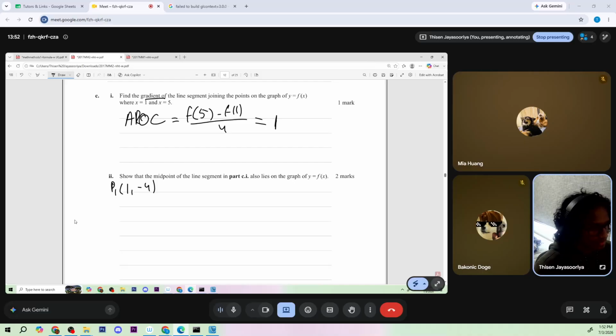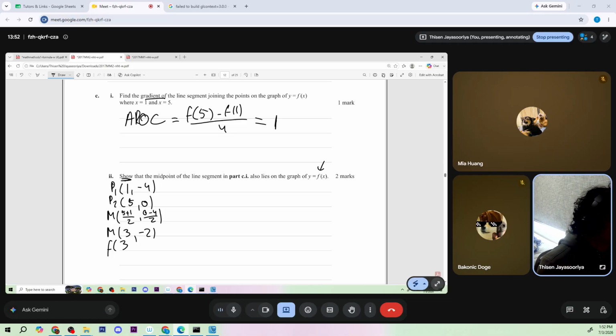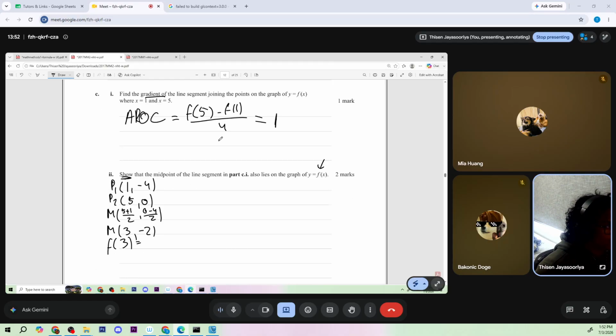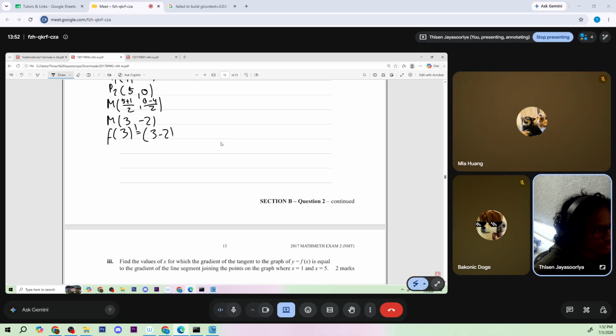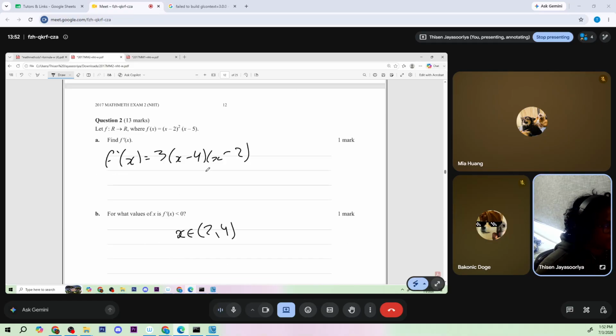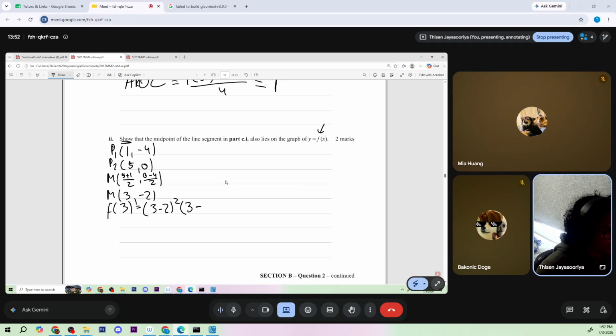The second point is 5, comma 0. The midpoint between these two is just going to be 5 plus 1 divided by 2, comma 0 take 4 divided by 2. So the midpoint of these is just going to be 3, comma negative 2, yeah? So here what I'm going to do is do this by hand, because it's a show that. To show that, you do it by hand and you don't use the result in the show that. So here I have to do f of 3 by hand on my calculator. What I do is I go up here. So here I have 3 take away 2 squared brackets. Up here I get 3 take 5.